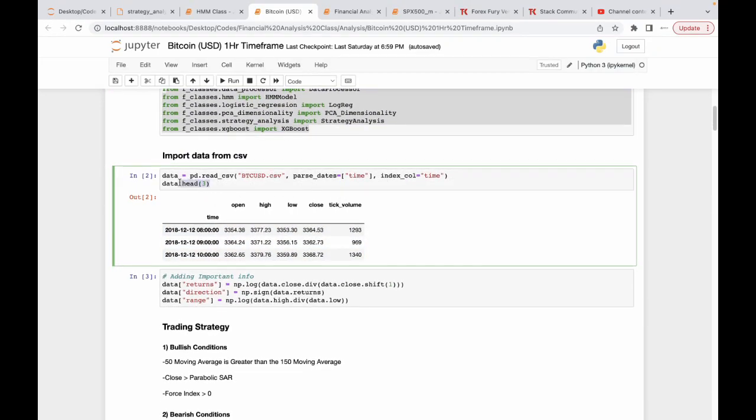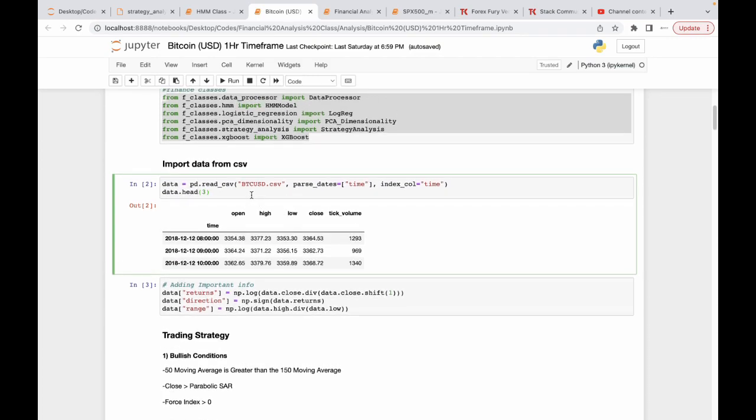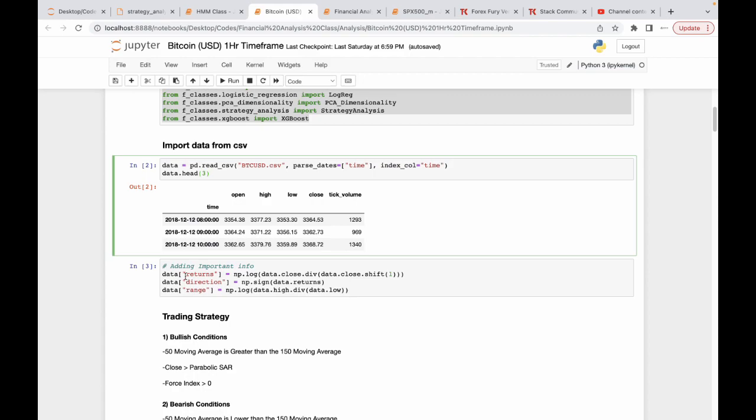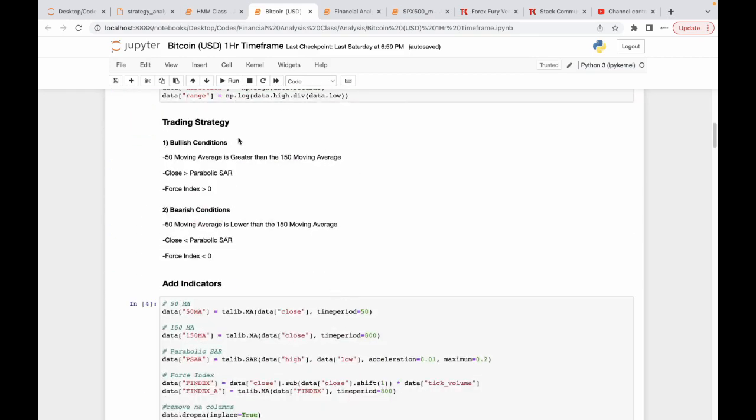This file was gotten from AvaTrade, which is my MT5 terminal here. Okay, so I didn't show you guys how to do it here, but it's just available on my MT5, and I just imported it directly to my code here. Okay, so we added important information such as returns, direction, and the range. And you can see the simple trading strategy here.